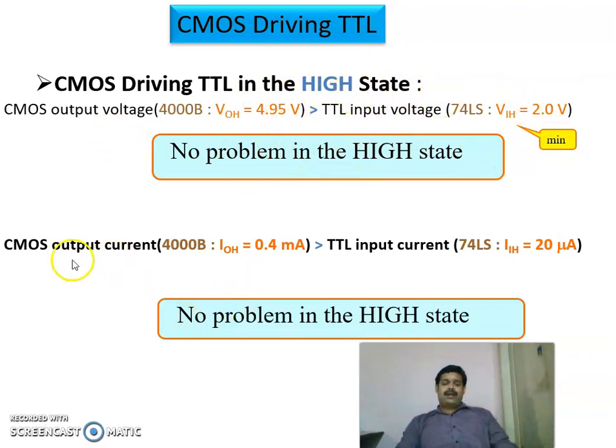Now we are checking the current. Initially we checked the voltage, then we are checking the current. The CMOS output current is 0.4 milliamps, and the TTL input current is only 20 microamps. So this 0.4 milliamps can drive this TTL. There is no problem in the high state. In driving the high state, the CMOS can drive the TTL, with no problem in either voltage or current.